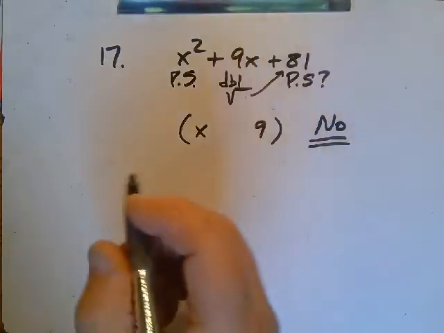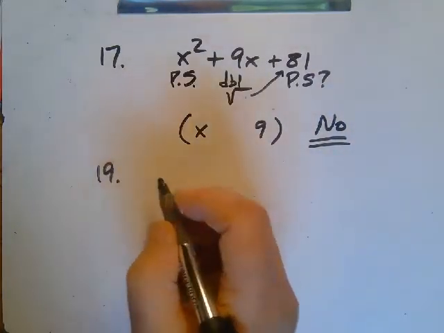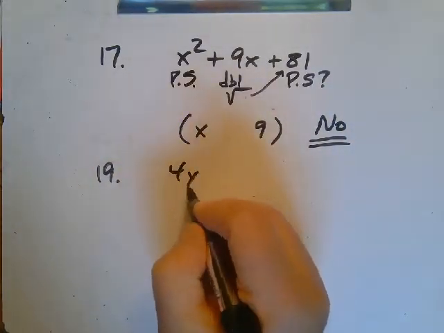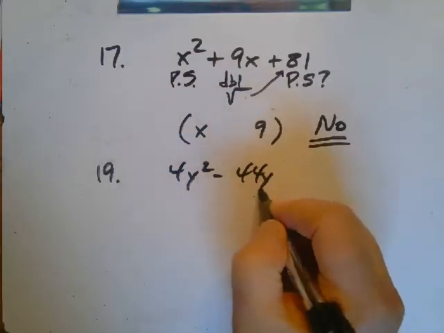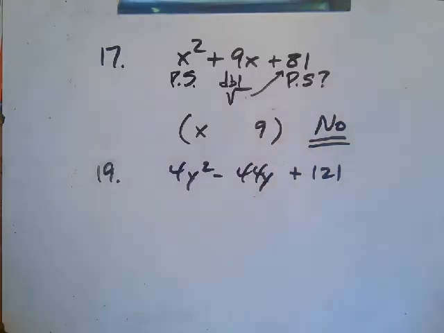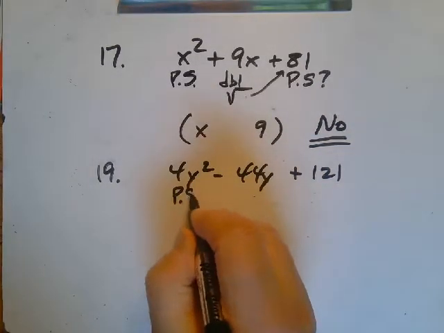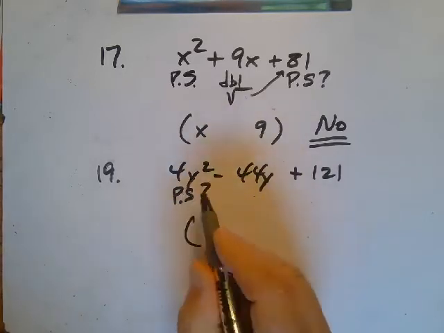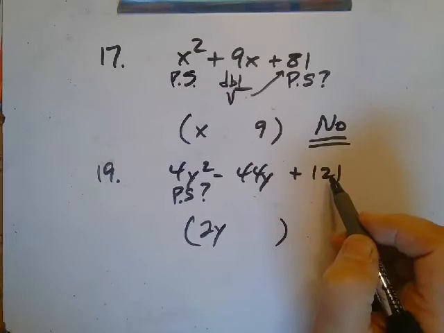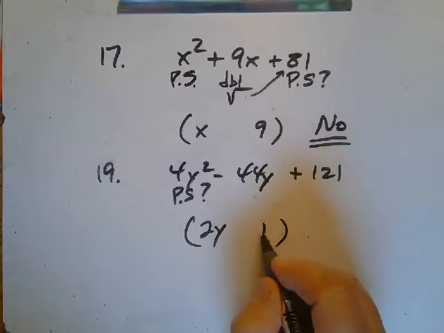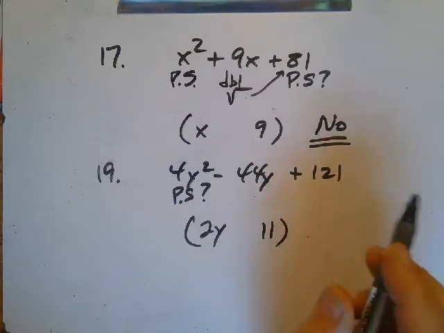Let's try another one here. Number 19, 4y squared minus 44y plus 121. Let's try that. Question number 1, is this a perfect square? Well, yes, it is. The square root of that is 2y. Is this a perfect square? Well, yes, it's 11 or a negative 11.